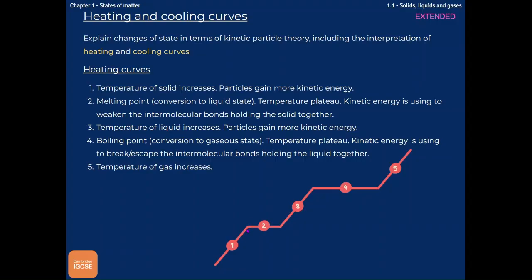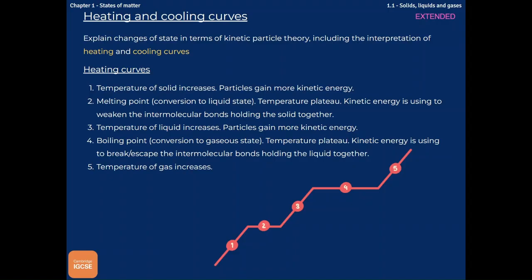When you reach the melting point, right, it's changing to a liquid. The ice is becoming water. We have this plateau, and that is because the kinetic energy is still being added to the ice, right? You're still adding heat, but it is being used to weaken the intermolecular bonds holding the solid together, right? So there are those lattice bonds, and those have to be weakened to the point that they are no longer lattice bonds and the particles can move past each other and become a liquid, right?